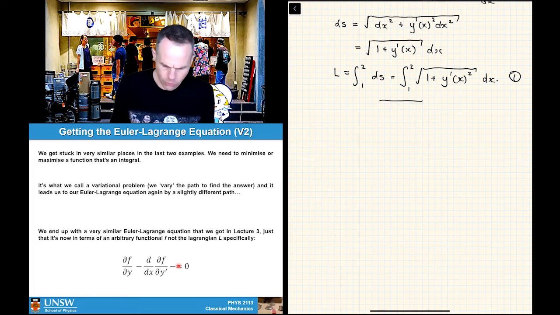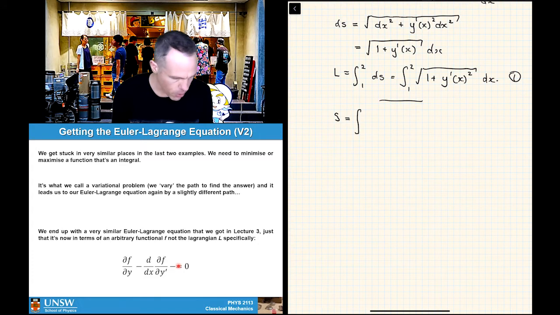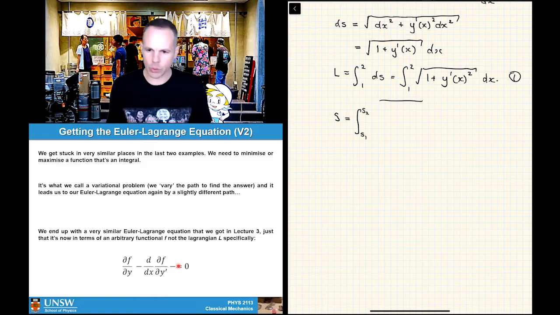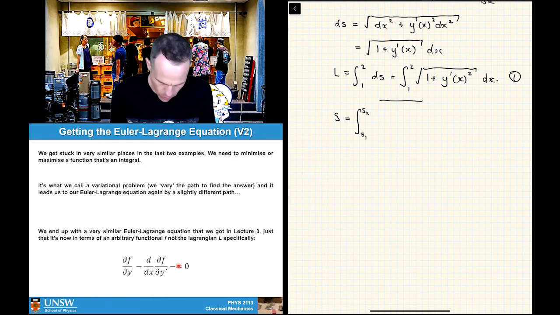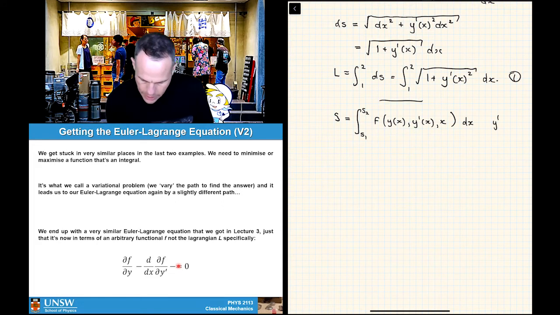Okay, so if we look at what we just had from the lazy walker problem and consider what we're trying to solve here, what we're interested in is, we'll call it S for now. We're interested in going from some point S1 to some point S2. We have some function here, and it can be a function of y of x and y dash of x, and could be a function of x as well on its own, dx, where y dash is just dy on dx, just to be clear.